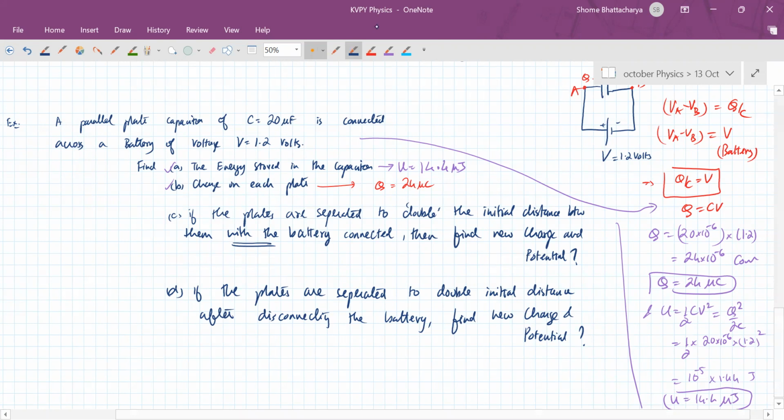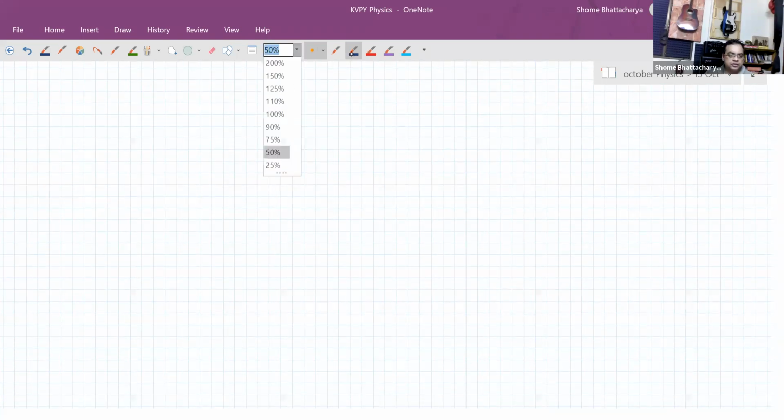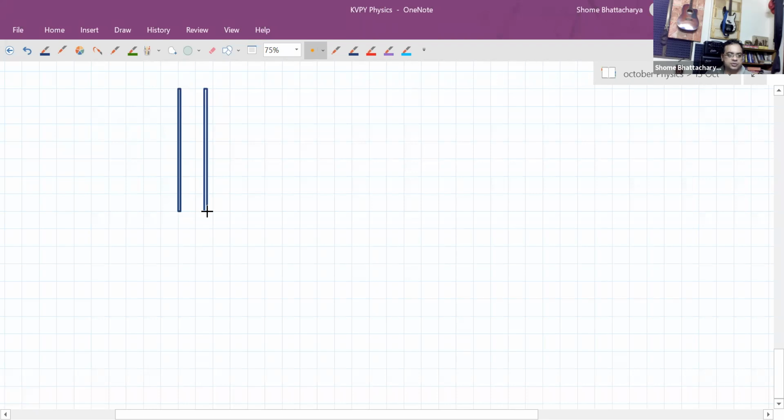Okay, so let's understand this now. So what happens is, see, initially, so what actually changes about the system when we move the plates further apart is the fundamental property of capacitance changes, no? Because that's the property of the geometry. So this is D and the plate area is A. Originally, the capacitance was epsilon naught A by D. So that was 20 microfarad.